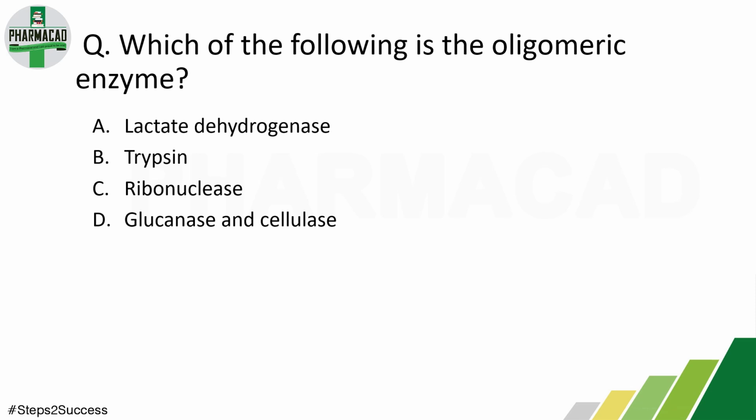Which of the following is the oligomeric enzyme? Option A lactate dehydrogenase, option B pepsin, C ribonuclease, D glucanase and cellulase. So the correct answer is option A, lactate dehydrogenase.